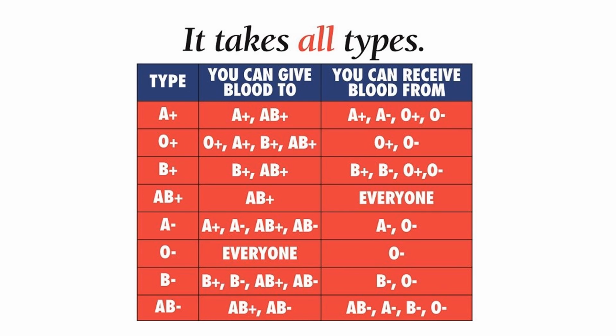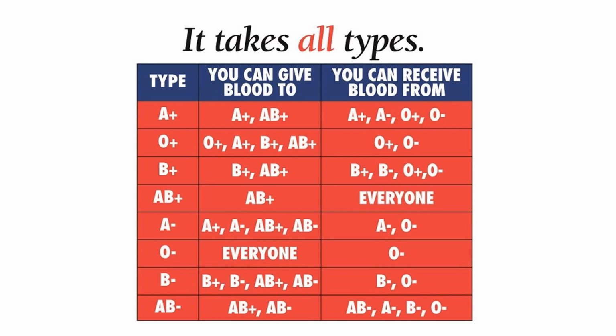Let's look at the next row. If your blood type is O plus, then you can give blood to another O plus person, to an A plus person, a B plus person, and an AB plus. And you can only receive blood from an O blood type person. If your blood type is B plus, you can donate blood to another B plus and an AB plus, and you can receive blood from blood types B and O.